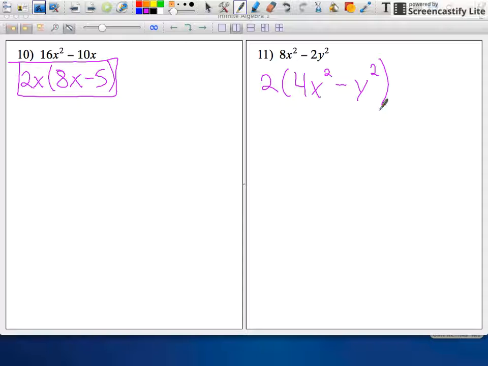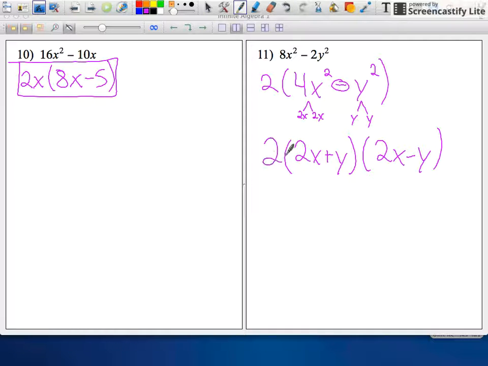4x squared is a perfect square, 2x and 2x. Y squared is a perfect square, it's y and y. So we can jump straight from this to our answer because this is a difference problem, meaning I get 2x plus y and 2x minus y with my 2 out front. One piece goes here, one piece goes there, one piece goes here, one piece goes there.